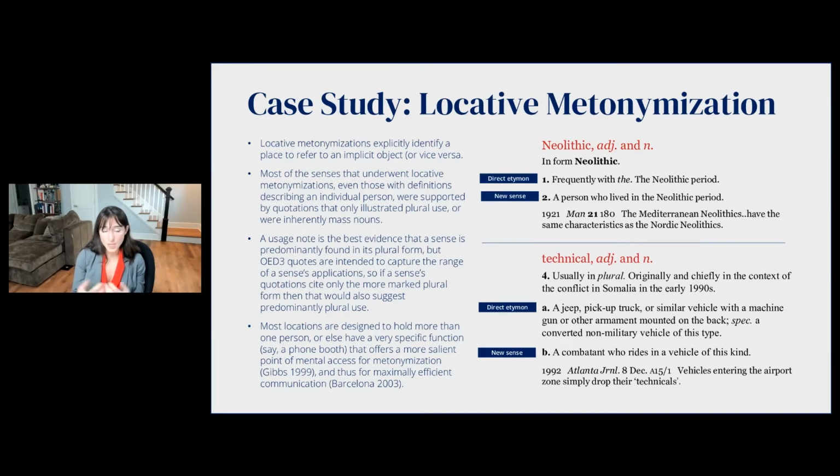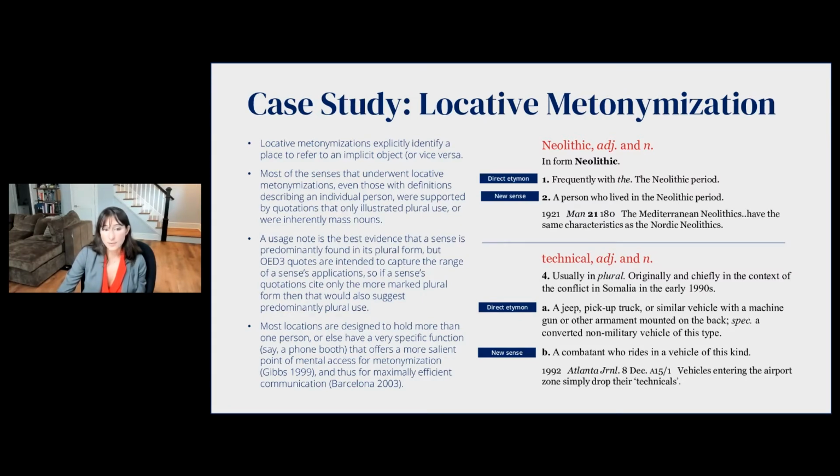So how can we determine whether this is significant? A usage note is typically the best evidence that a sense is predominantly found in a plural form. But in general, in OED3, quotes are intended to capture the range of a sense's uses and applications. So if the quotations cite only the more marked plural form, that would also suggest predominantly plural use. Even with this, you see a clear note, usually in plural, for technical, sense 4 here. And you see that again in the quote, technicals, all the way at the bottom, and I can affirm that all of the quotes from that entry are in plural form.